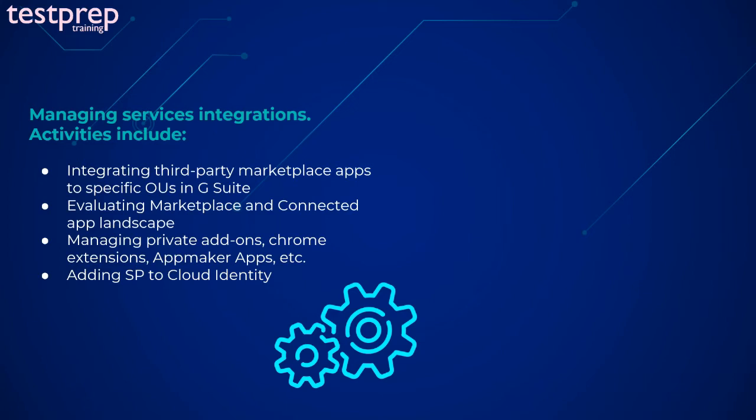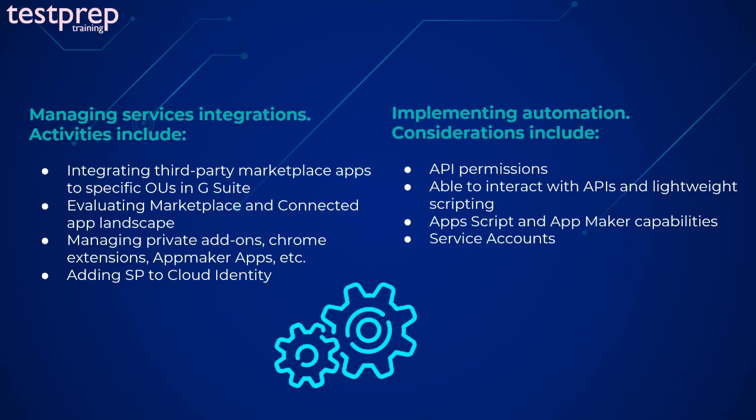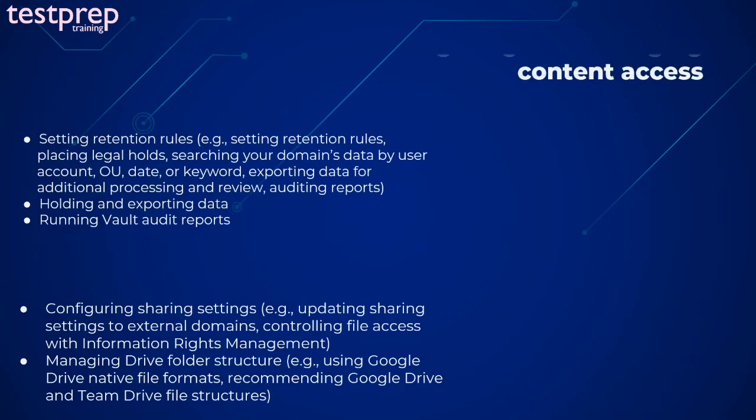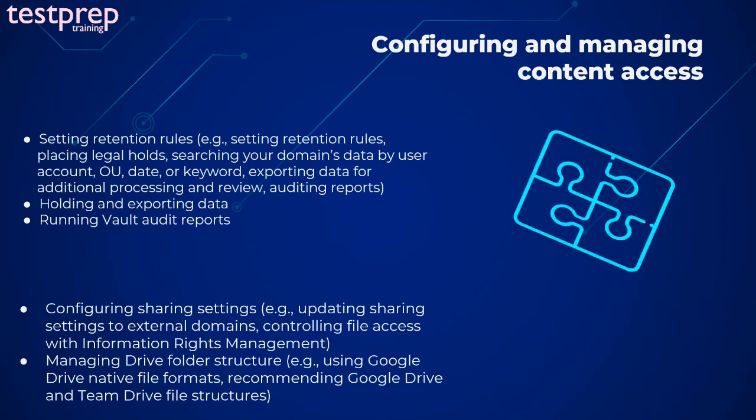Number 4, implementing automation. Considerations include 1. API permissions. 2. Able to interact with APIs, and lightweight scripting. 3. App script and AppMaker capabilities. 4. Service accounts.